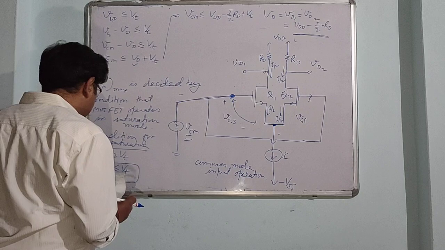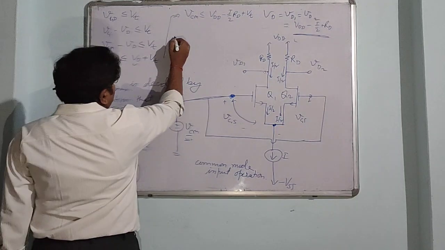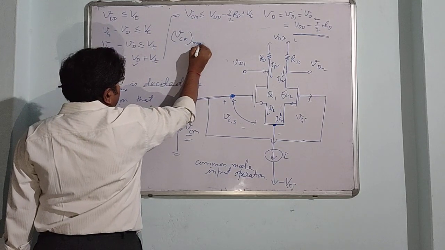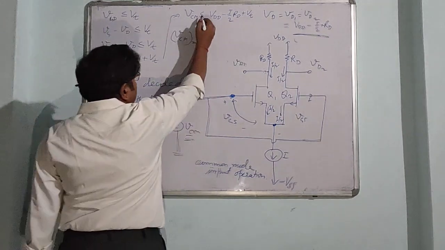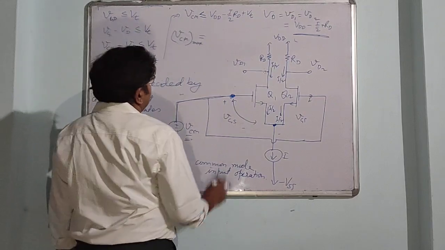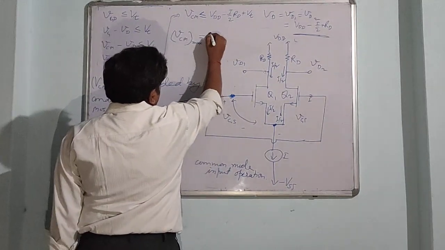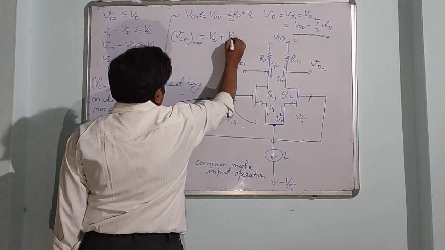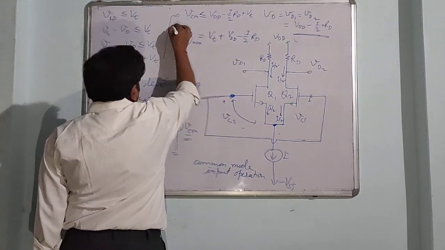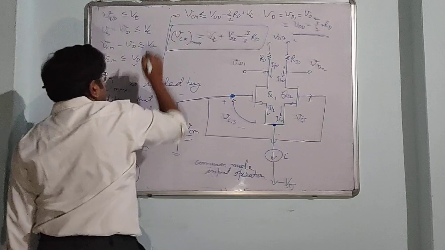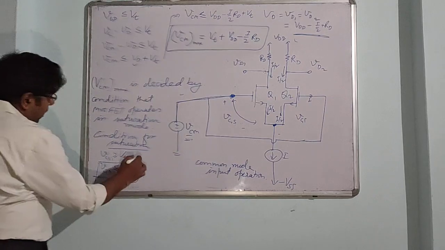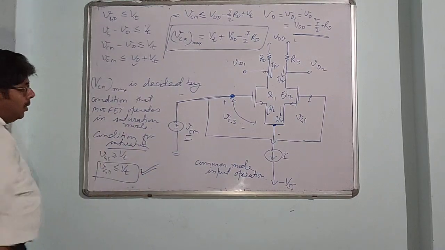From here you can calculate the maximum value. Since this is either less than or equal to, the maximum value is equal to this, that is VT plus VDD minus I by 2 RD. So this is the condition for maximum voltage. Maximum voltage is obtained by this condition of saturation.